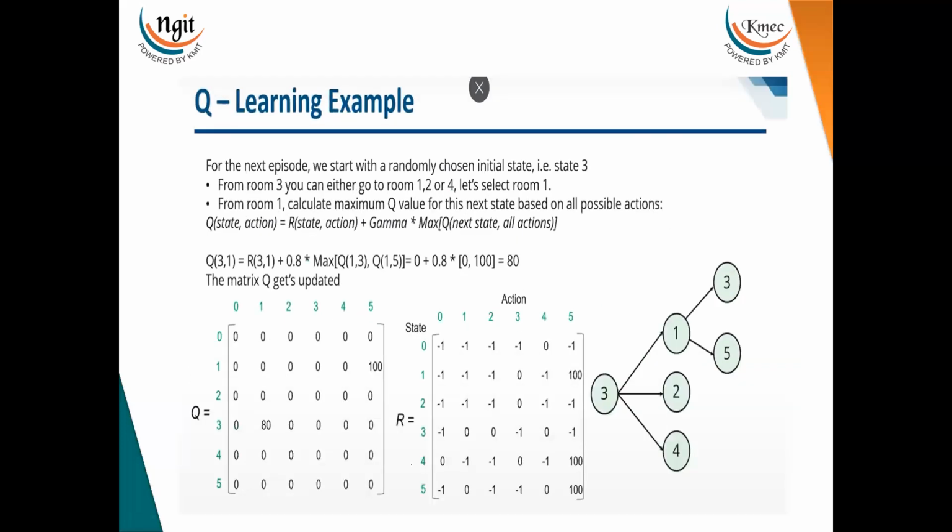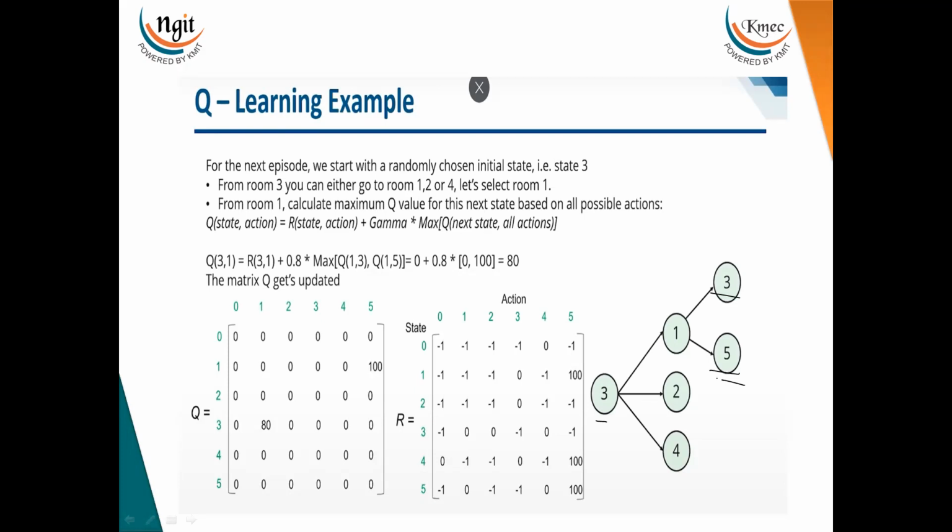Now further, suppose in the next episode we start randomly with the state which is 3. Earlier we started with some other state. Now we are currently in the state 3. From 3 I have to go to 5, but I can't reach 5 directly, so I have to choose a path. I can go from 3 to 1, 3 to 2 or 3 to 4. And if I'm choosing 3 to 1, then again there is a possibility that I can go to 3 or I can go to 5.